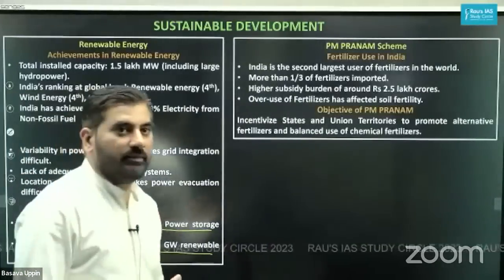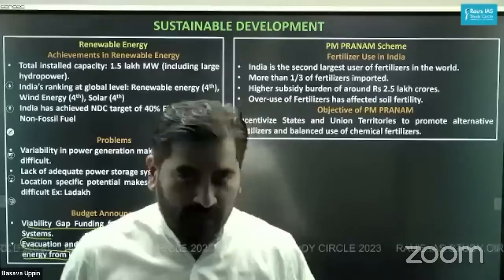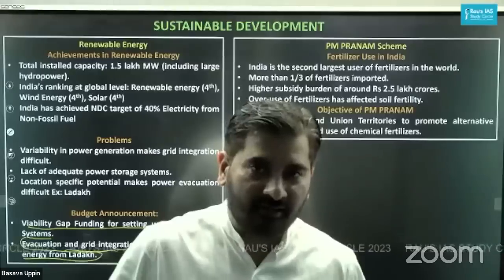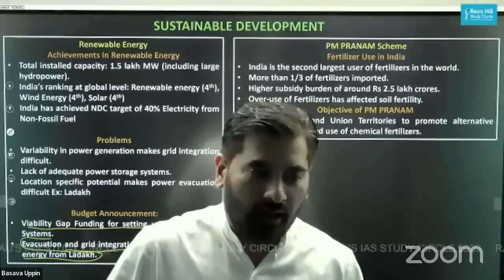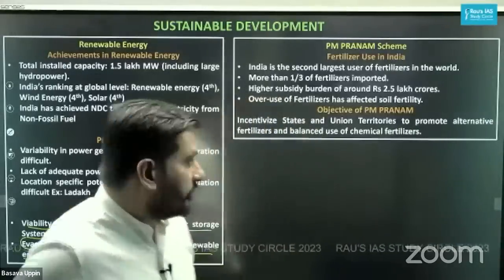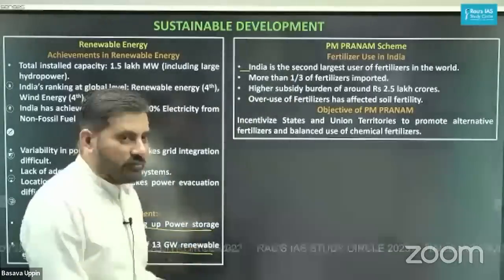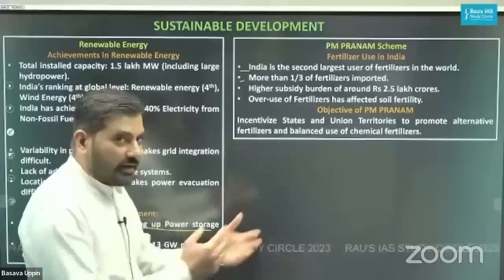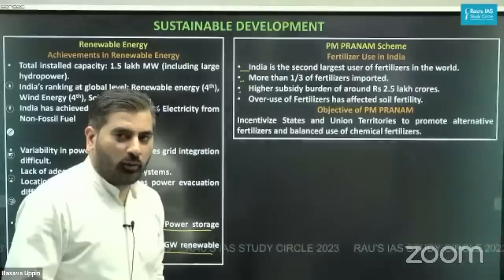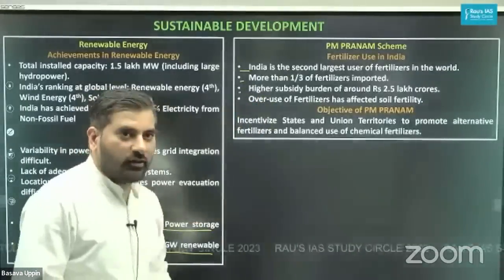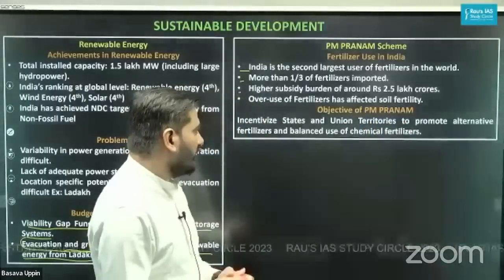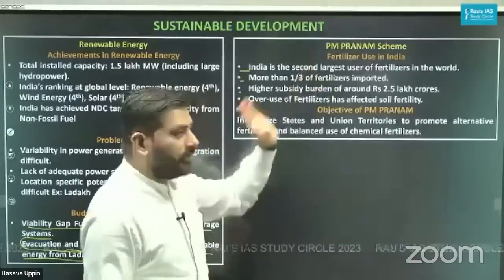Next is PM Pranam scheme. You can see that this PM Pranam scheme has been introduced by the government in order to reduce the consumption of chemical fertilizers and promote the usage of more alternative fertilizers, which have less impact on the agricultural soil. Right now India is the second largest user of fertilizers in the world. More than 1/3 of fertilizers are imported from other countries, which is leading to a higher import bill and a higher subsidy bill of almost 2.5 lakh crore. Overusage of fertilizers has affected soil fertility. Hence, we are going to incentivize states and union territories to promote alternative fertilizers and balanced use of chemical fertilizers under the PM Pranam scheme.